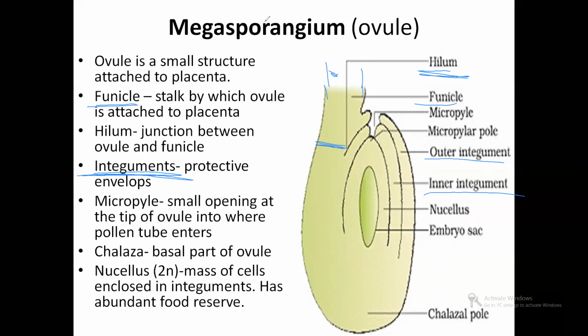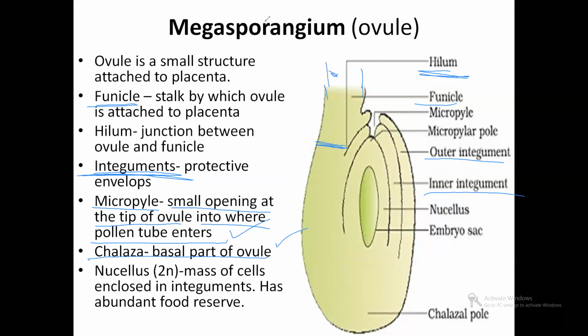There is a small opening called the micropyle. This is a small opening at the tip of the ovule where the pollen tube enters. This is the point from where the pollen tube enters into the embryo sac. ये point है जहाँ से ovule में और embryo sac में pollen tube enter होती है. There is the chalazal end, which is the basal part of the ovule. Ovule का जो basal part है उसको chalazal end कहते हैं.